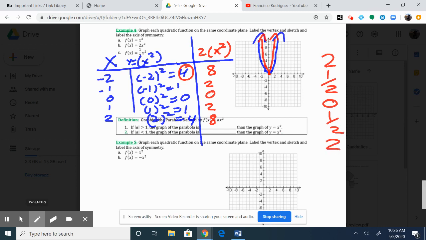So when we graph this, now we have -2 and 2, -1 and 1/2, 0 and 0, 1 and 1/2, 2 and 2. So our graph ends up being a little bit wider.